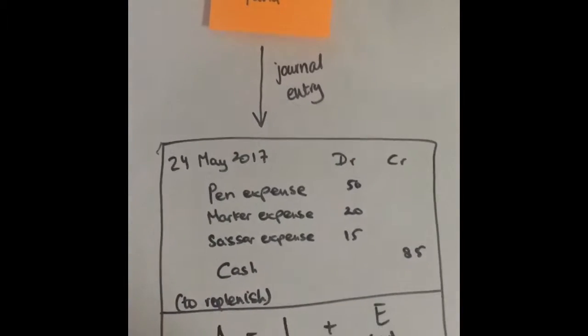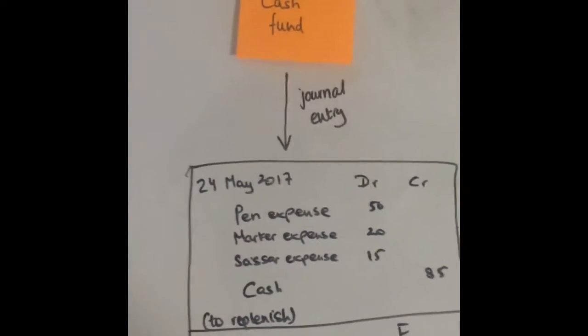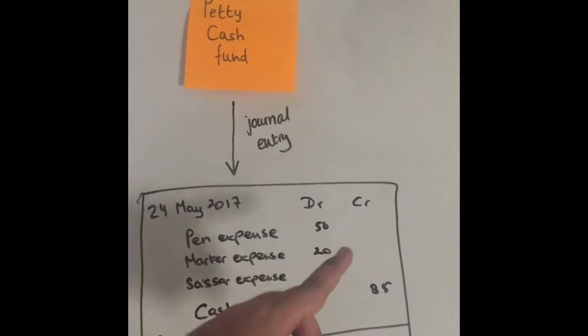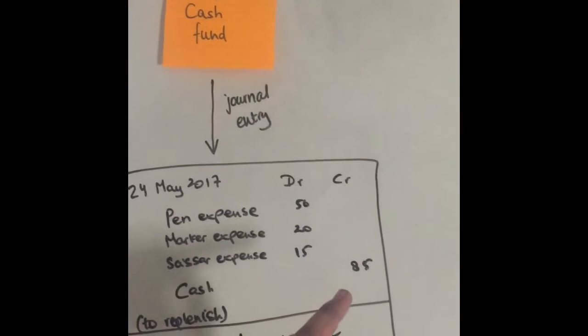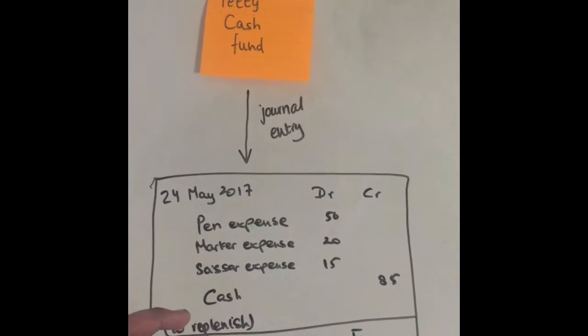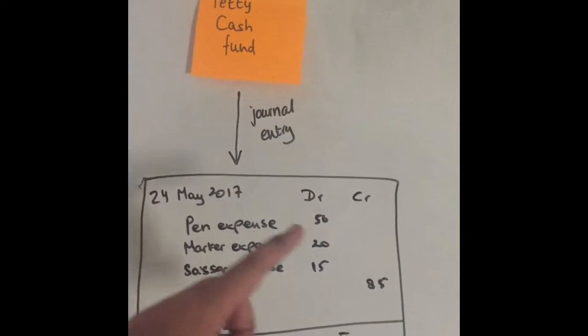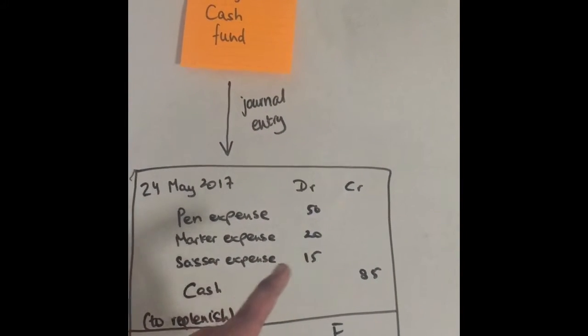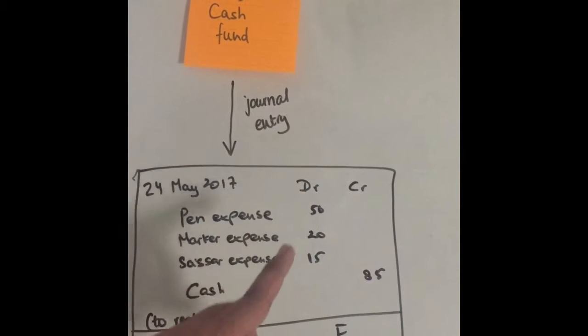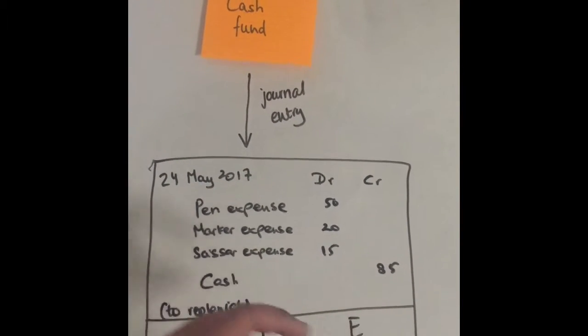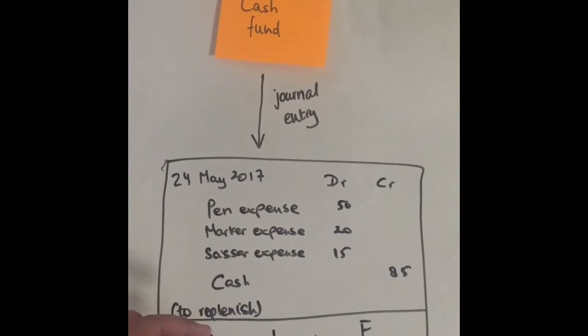After we've bought those products, we need to then make the journal entry. The journal entry must have the date, the items that are being debited, the items that are being credited, and at the end it's very important to write assets equals liabilities plus equity. So the pen expense is 50, the marker expense is 20, the scissor expense is 15. When you add all of these up, the cash amount that's decreasing is $85. And you need this cash amount in order to replenish the fund.